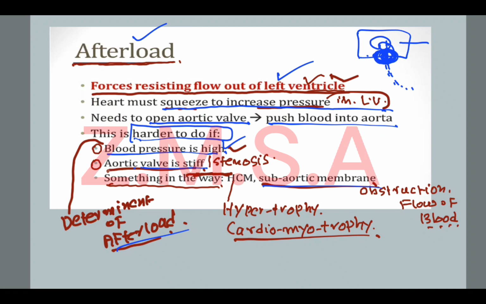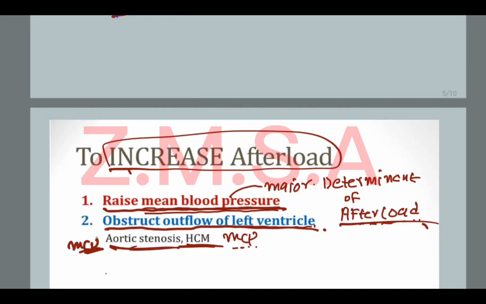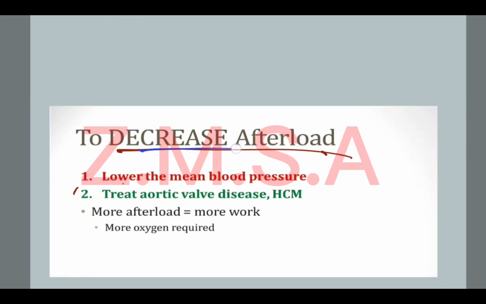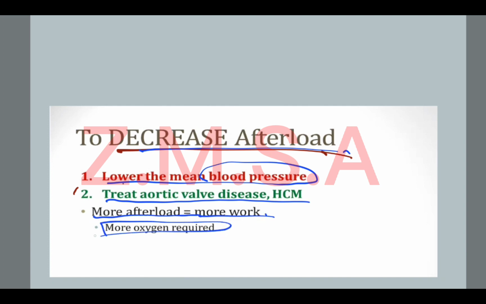So this is harder, and then after something, for example hypertrophic cardiomyopathy, this is also one of the parameters making it harder for the heart to do, for the afterload. So afterload increases by raised mean blood pressure or obstructed outflow of the left ventricle, for example aortic stenosis and hypertrophic cardiomyopathy, and blood pressure is a major determinant of the afterload. Afterload decreases by lowering the mean blood pressure, and by definitely treating aortic valve disease, aortic stenosis, and hypertrophic cardiomyopathy. More afterload, more work for the heart, and more oxygen required by the heart.